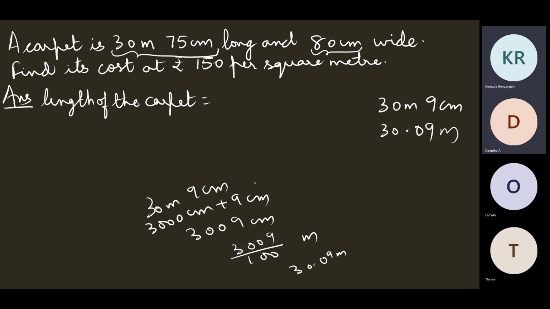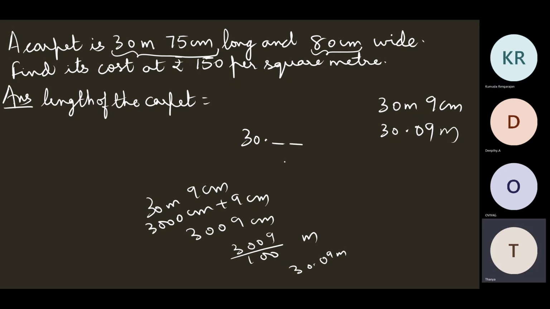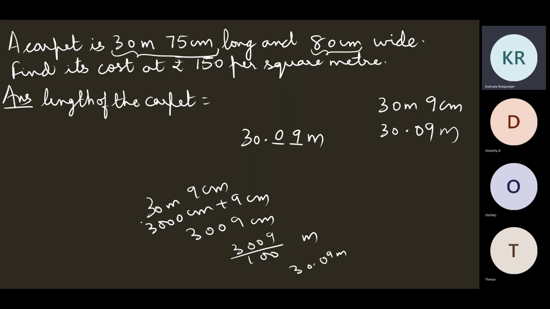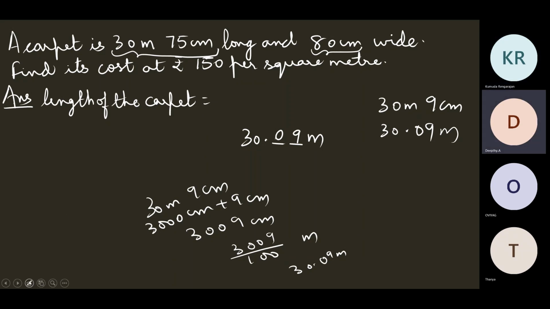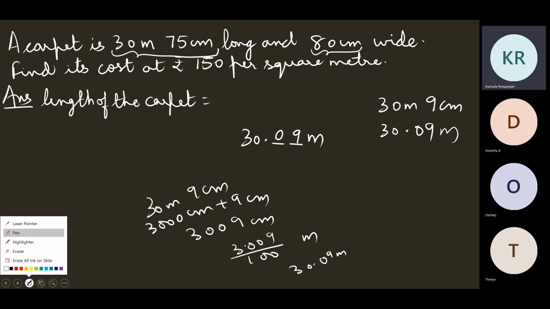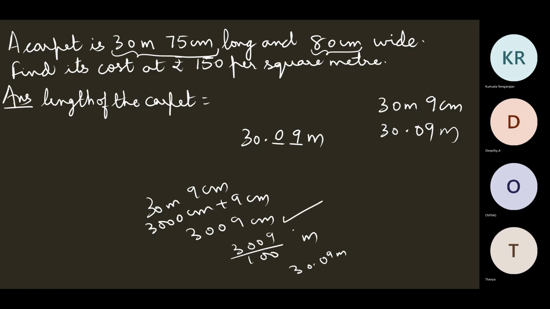See, if you want to do it in one step, basically it is like this. After the decimal point, there should be 2 digits. So 30 point, 0, 9, 30.09 meters. In the same way, 30 meters and 9 centimeters will be converted to centimeters, and it would be 3009 centimeters. Yes.